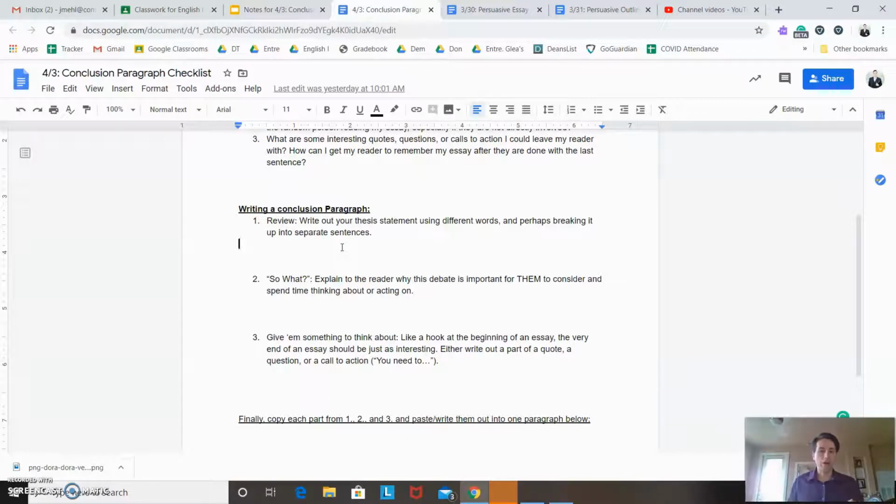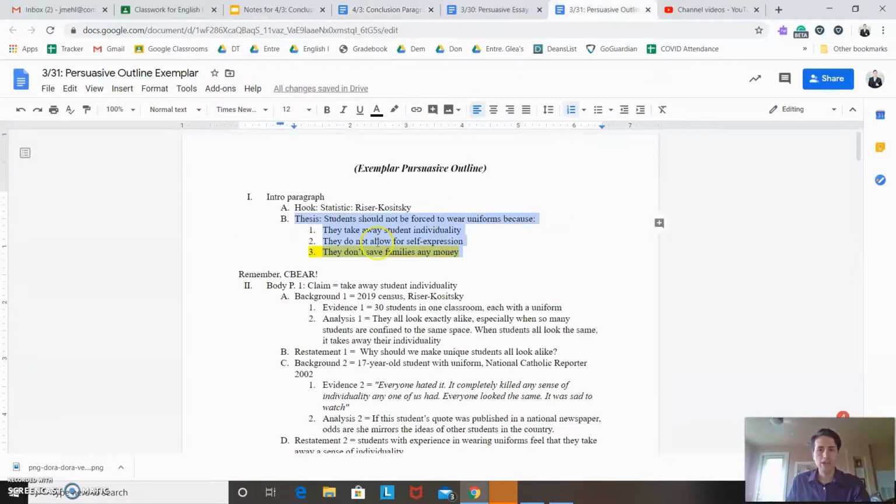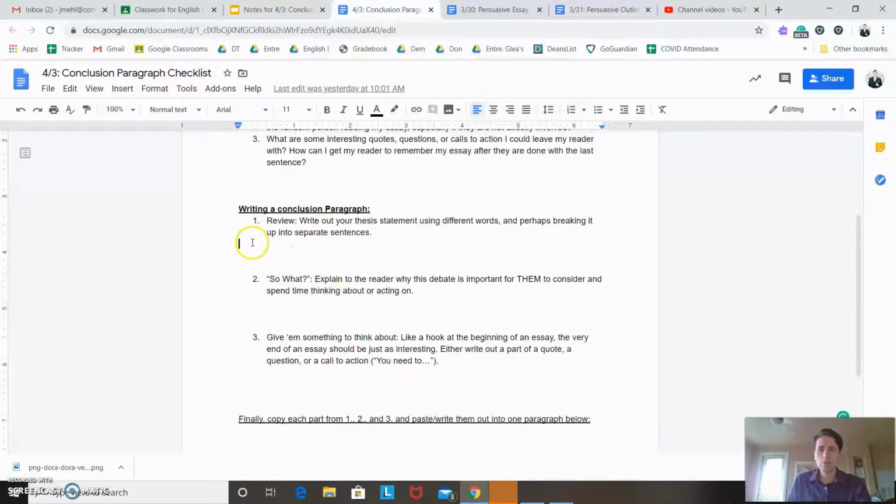Okay, and moving on, I'm going to show you my process of how I would write up a conclusion for my essay. So I'm taking a look at my outline over here. My thesis was students should not be forced to wear uniforms because they take away student individuality, they do not allow for self-expression, and they don't save families any money. So let me go ahead and rewrite that out using different words.